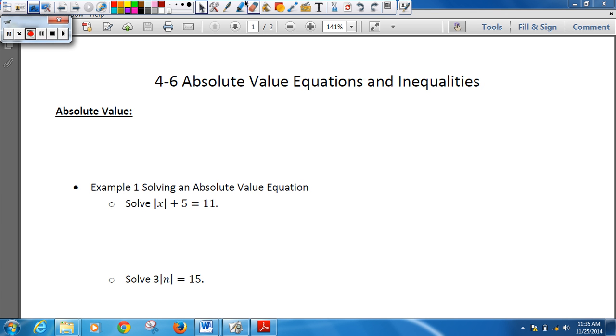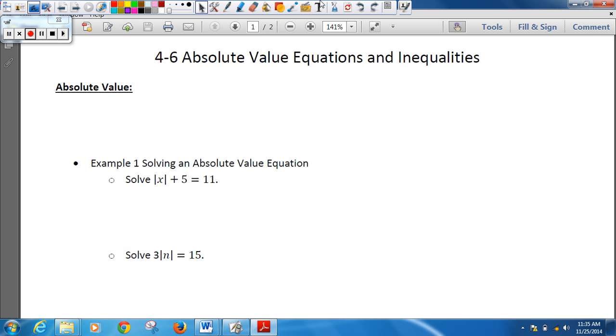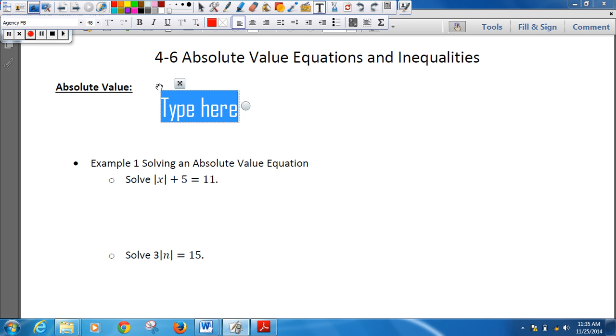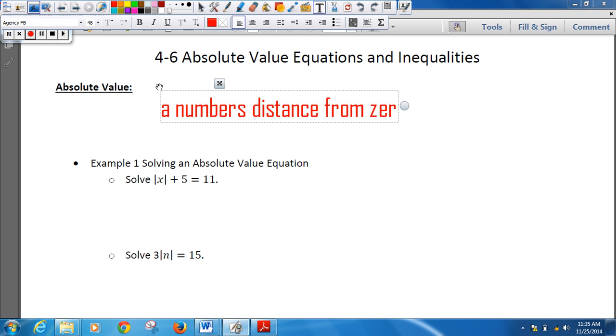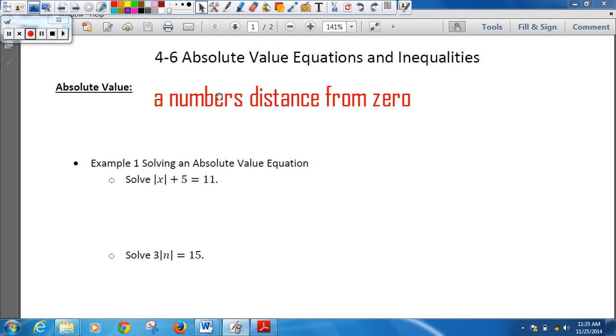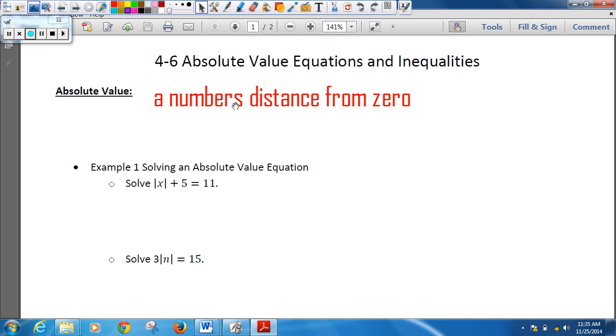Today is 4-6, which now we are going to have inequalities that involve absolute value equations. So you have to remember what the absolute value is. An absolute value is a number's distance from 0. Because it is a distance from 0, you can never have an absolute value that is equal to a negative.